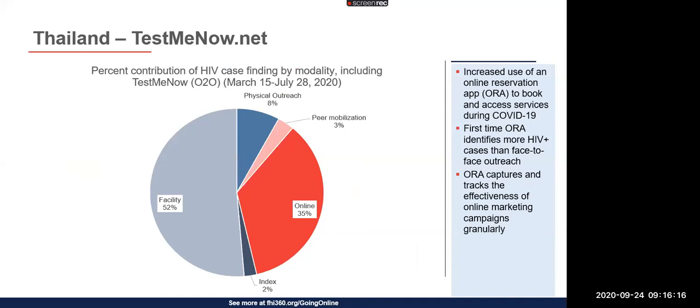And this is showing that during this time, March through July, it was the first time ever that the project identified more HIV positive clients through their online approach than physical outreach. We can see here in the slide, 35% of all clients identified as HIV positive were a result of them being reached online and booking through their Test Me Now platform.